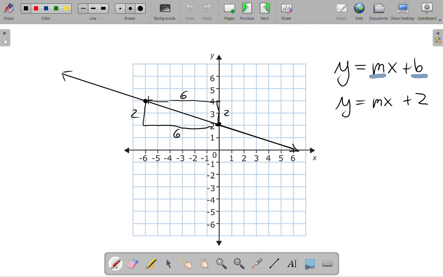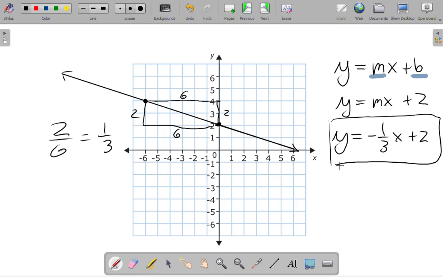What's my rise? 2. What's my run? 6. 2 over 6. What's 2 over 6 reduced to? 1/3. Now the next question, is this slope positive or negative? It's negative. It's going downhill. So we have a negative slope. So I put that in here in place of m. Y equals negative 1/3 x plus 2.